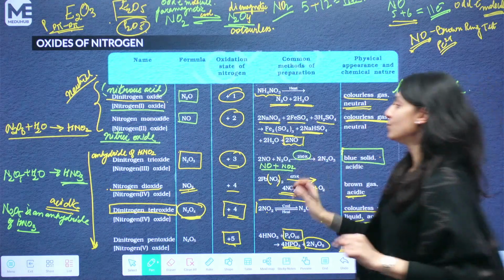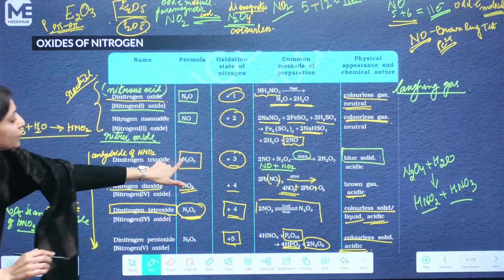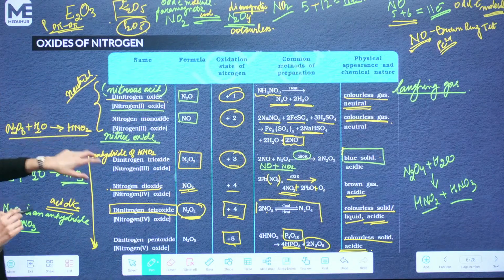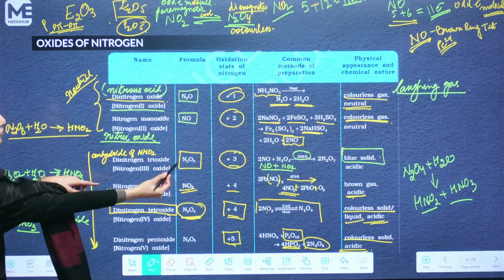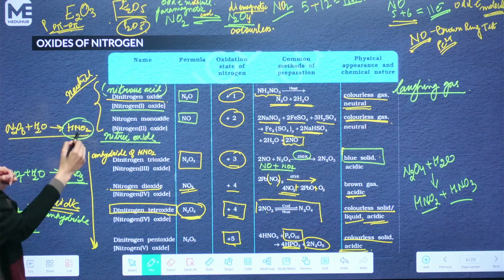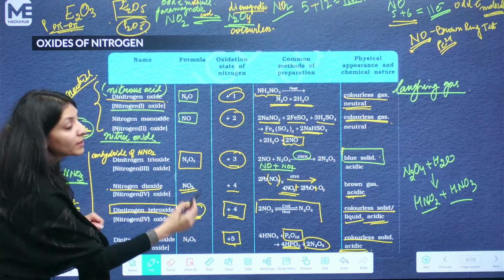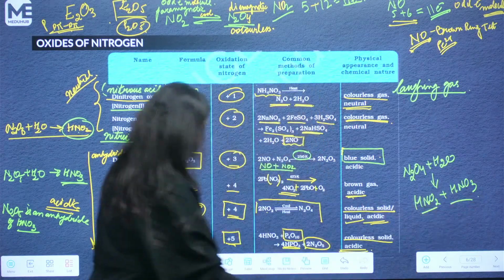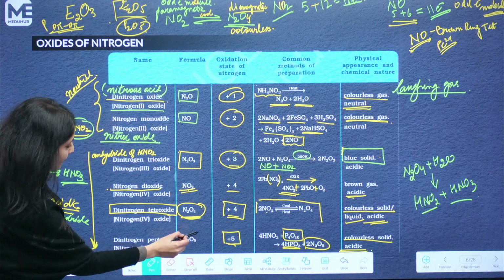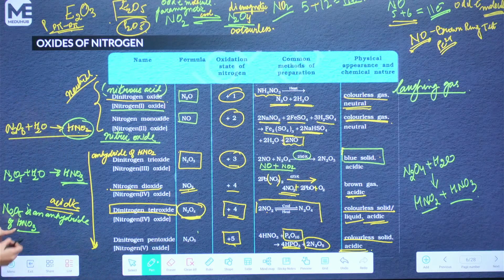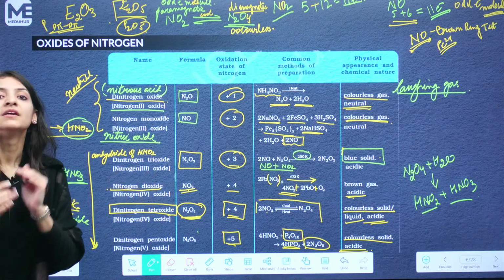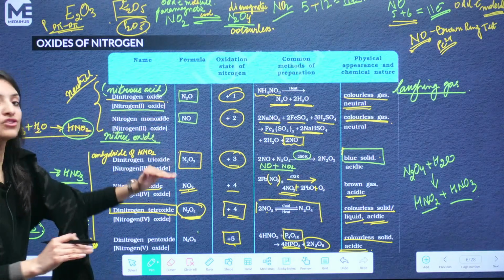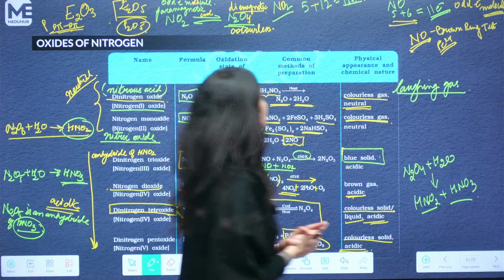ठीक है, so N2O3 water में HNO2 देता है, dinitrogen trioxide is giving us nitrous acid, N2O4 is giving us a mixture of nitrous acid and nitric acid, and N2O5 gives us HNO3 nitric acid. ठीक है, तो ये तीन एसिड्स का किस चीज़ का एनहाइड्राइड है ये इन रिएक्शन से पता चलता है. ओके, मूविंग ऑन.